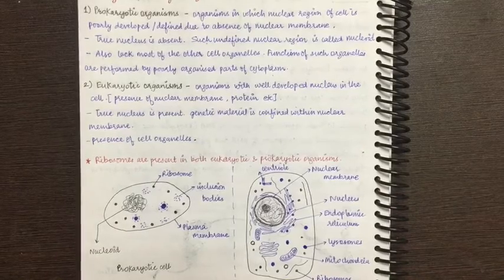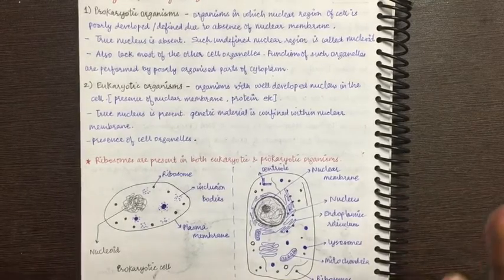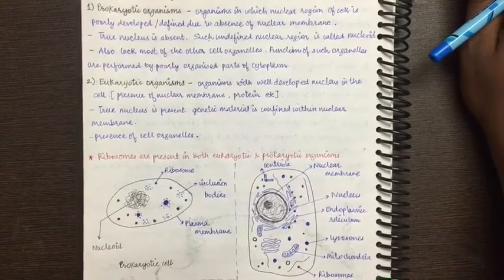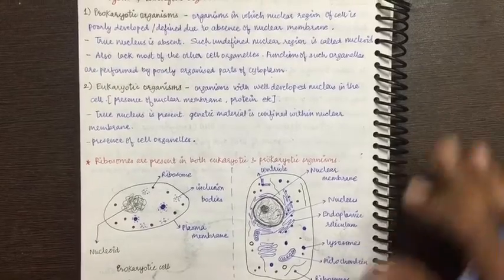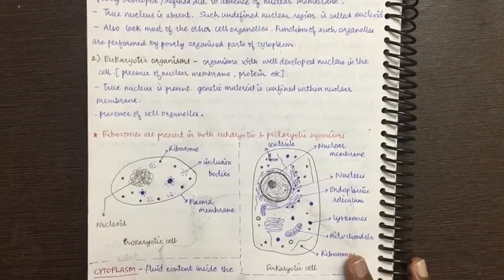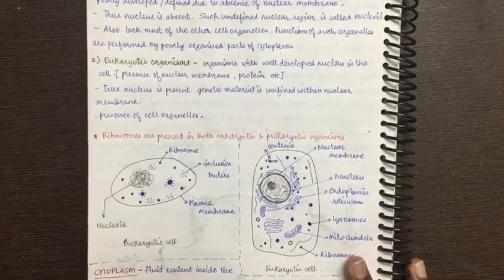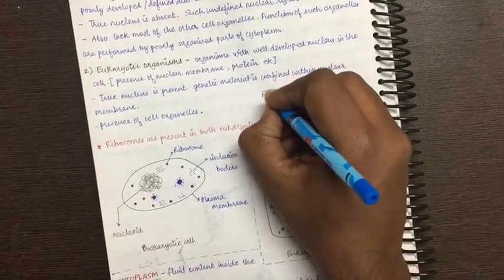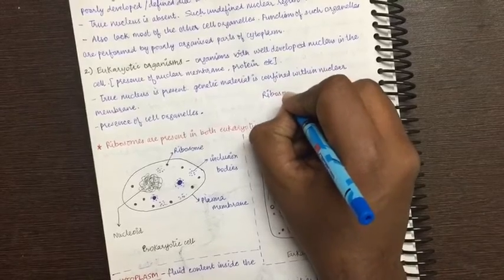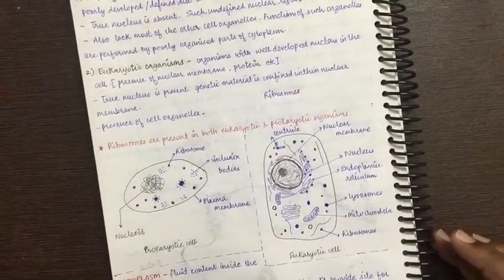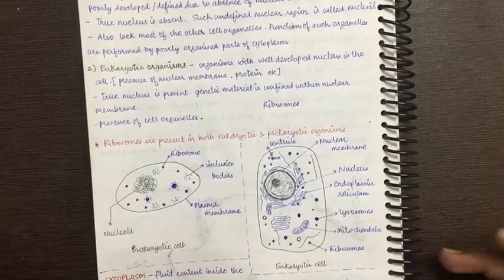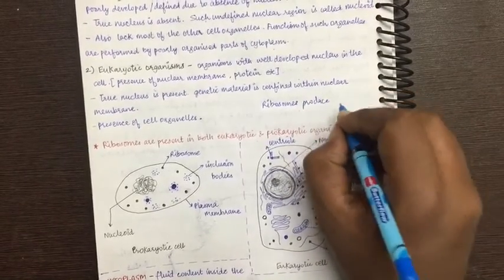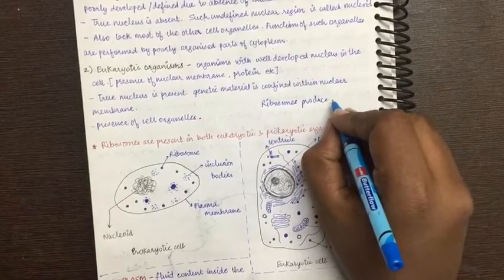In eukaryotic organisms there is presence of cell wall. Oh sorry, not cell wall, cell organelles. Presence of cell organelles. Now an interesting fact here is ribosome is a type of cell organelle. And what is the function of ribosome? Simply remember it, I will make you understand this later. Ribosomes produce proteins. Ribosomes are the protein factory of the cell.